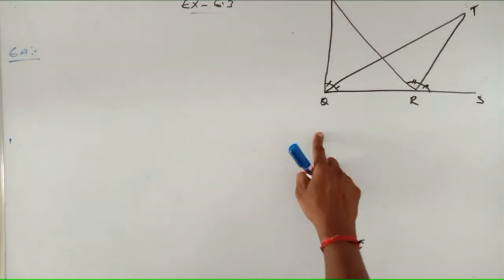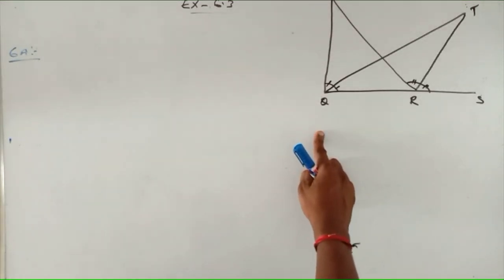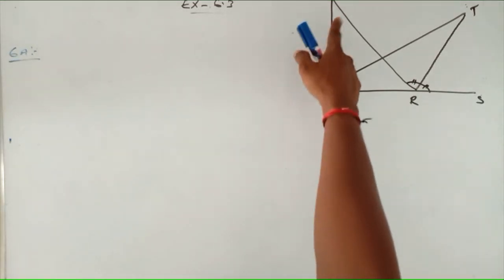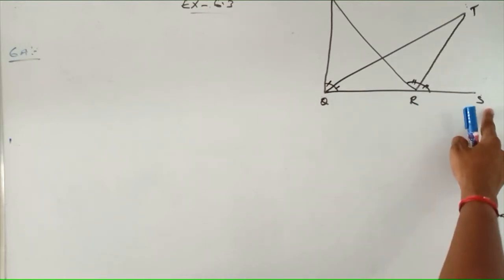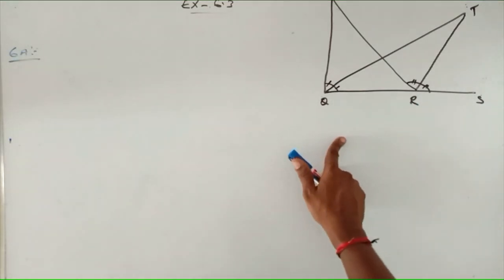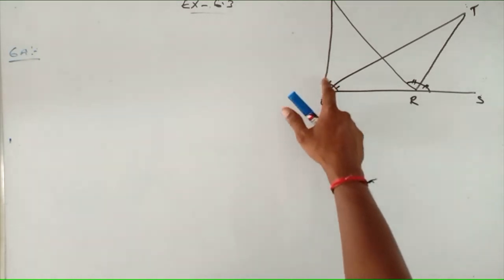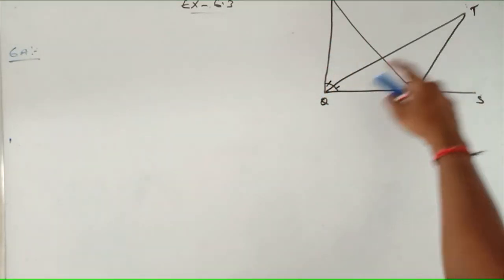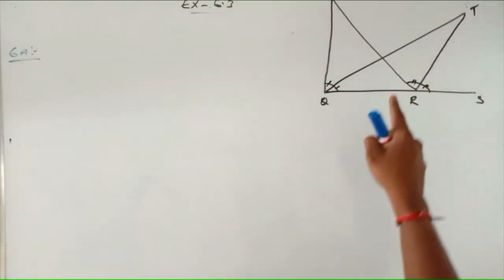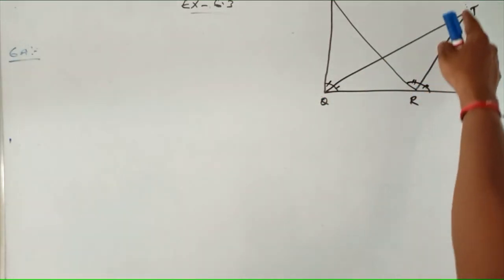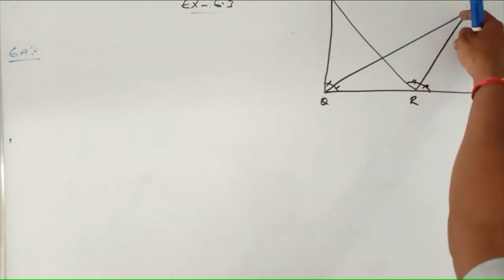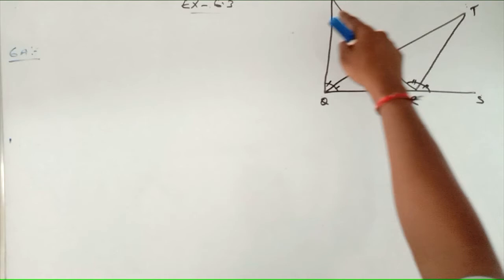So here this is the figure I am drawing. Here side QR is produced at point S of triangle PQR. PQR is a triangle, so this side is extended to point S. Now the bisector of angle PQR is QT and the bisector of angle PRS is RT, and they are meeting at a point T. Then I have to prove that angle QTR is equal to half of angle QPR. That means if this angle is, for example, 30 degrees, it will be 60 degrees.